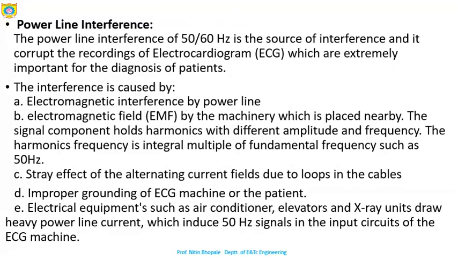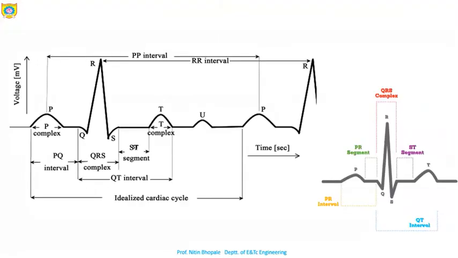These are some of the reasons why there is an error. Let's assume this is the ECG waveform which we expect. There are some intervals mentioned here, like the P complex and the PQ interval. Next, this is the idealized cardiac cycle. When this is the waveform we observe for any patient, we say that he is in a good position.